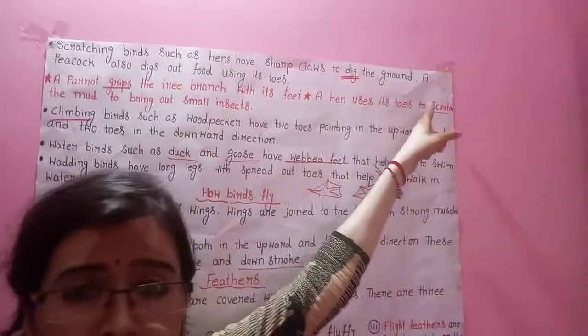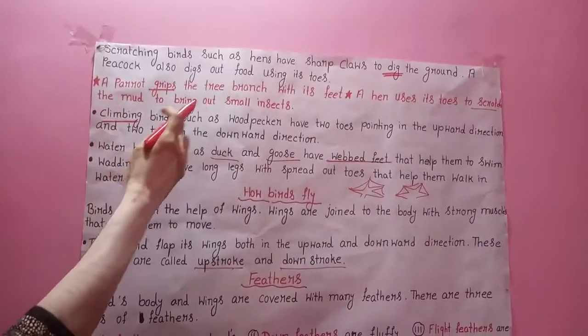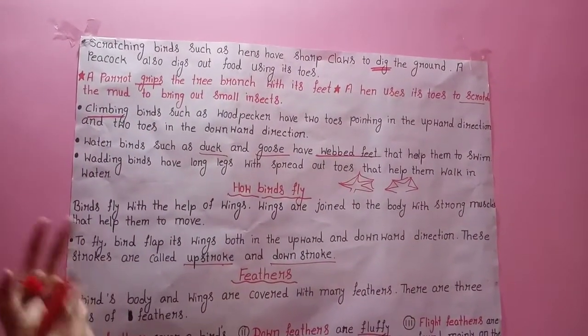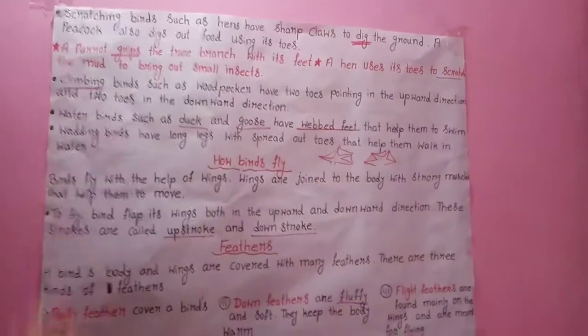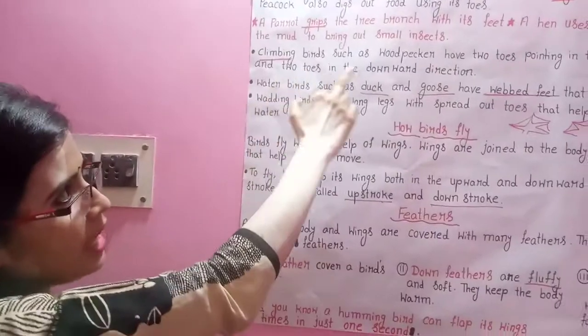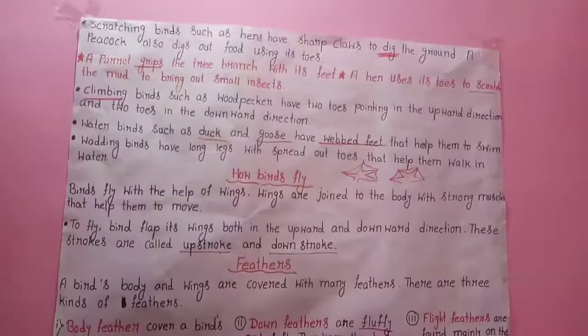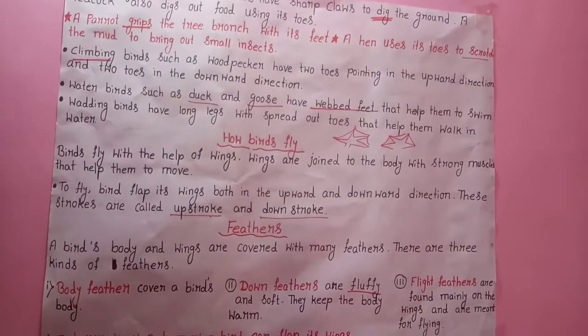Next, a hen uses its toes to scratch. Scratch means find something in the mud to bring out small insects. A hen finds insects from the mud. So this is scratching. Next one is climbing birds. What is climb? Climb means move upward. Climbing birds such as the woodpecker have 2 toes pointing in the upward direction and 2 toes pointing in the downward direction.